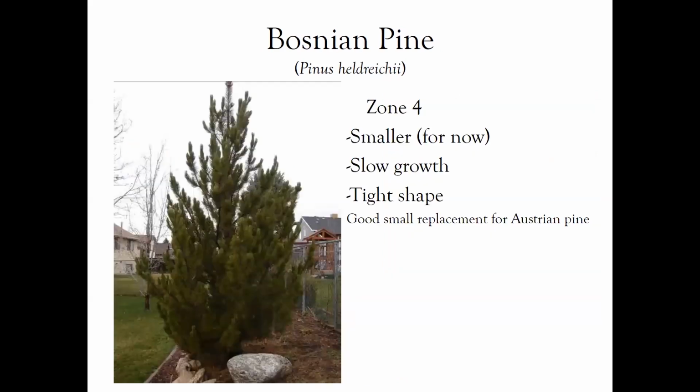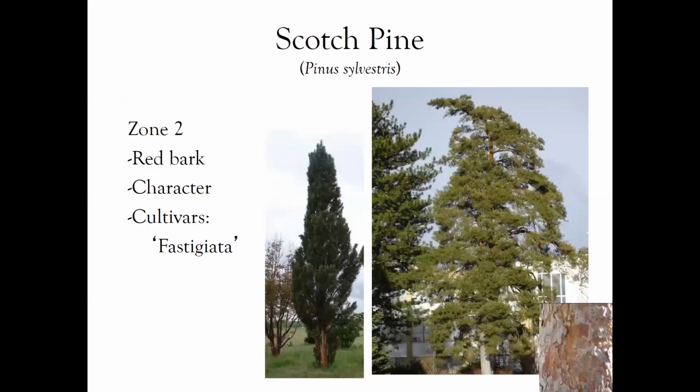Bosnian pine is a good alternate to Austrian pine. Pinus heldreichii, and is smaller. They can get big, but they grow really, really slowly and have a tight shape. So even at maturity, they have a much tighter upright branch structure and are a good replacement for Austrian pine, especially in smaller landscapes, because they are much more compact and slower growing.